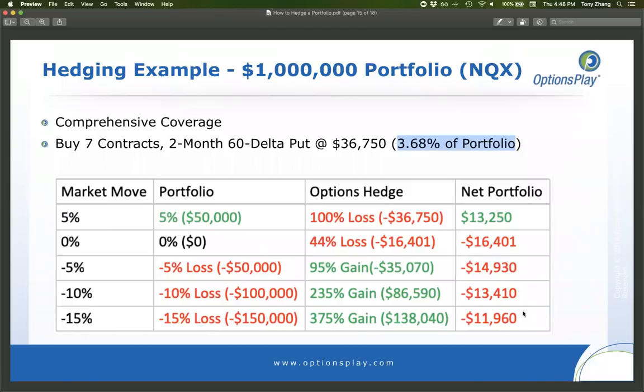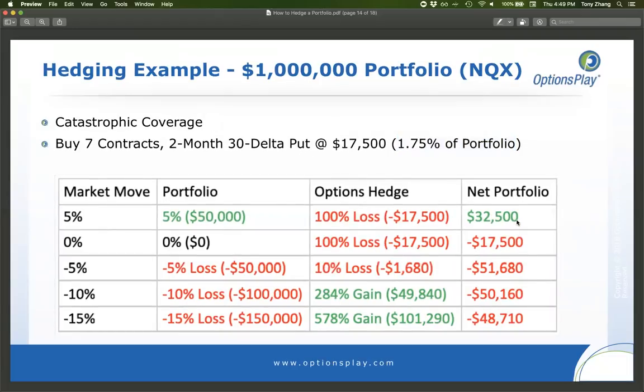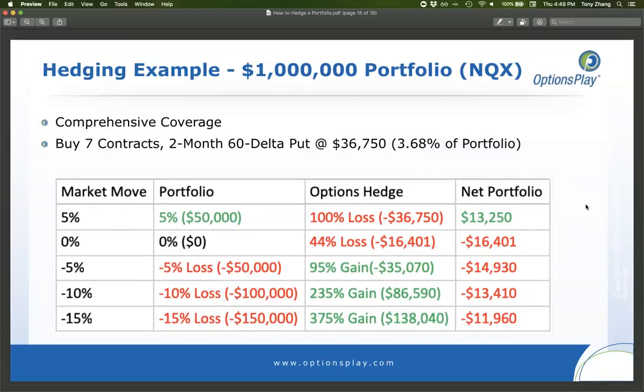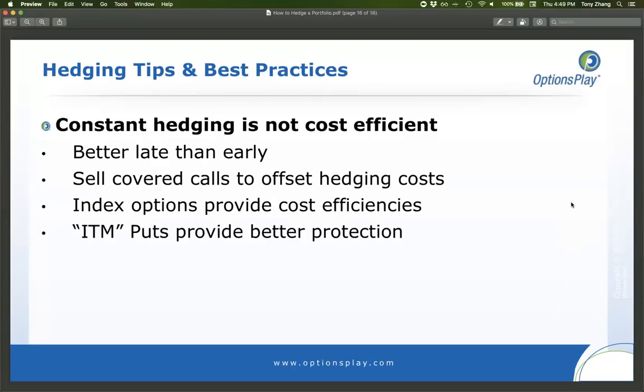The only difference here, though, is that if the market does move higher, I lose $36,000 instead of $17,000. Instead of making $32,000 in the previous example, I make $13,000 when the market moves 5% higher. So effectively what I'm doing is giving up a little bit of upside for far better protection to the downside. Those are the two different vehicles that you can hedge a portfolio with. I want to show this to you in an actual example, but before we go through it, I want to talk about hedging tips and best practices.